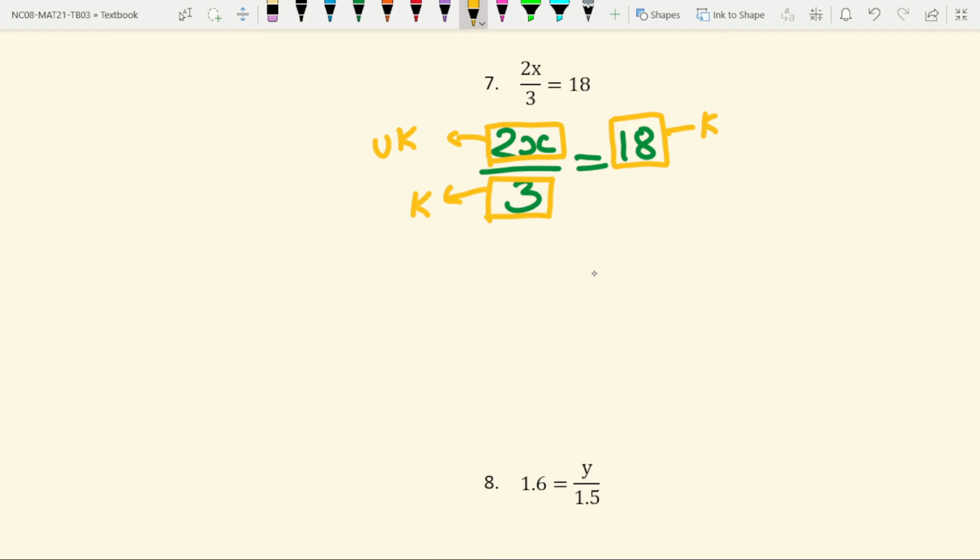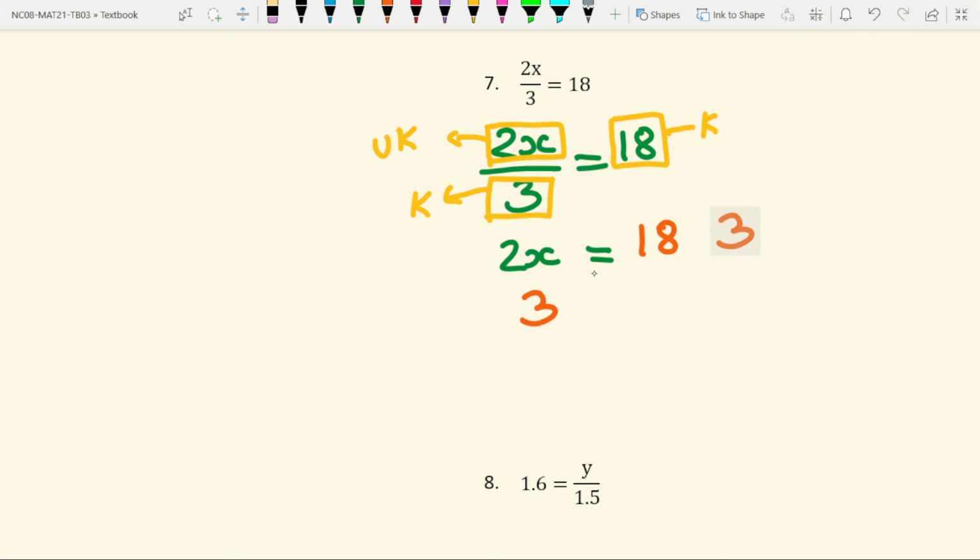So we have to keep known terms in RHS. So we will bring all the known terms. 2x we will keep in LHS itself. Unknown should be in LHS. We'll keep it as it is. 18 is a known term, so 18 is in RHS. We'll bring this divided by 3. Divided by 3 we will bring to RHS.